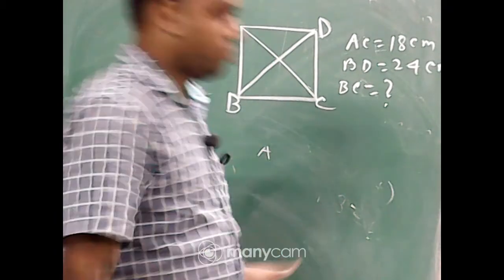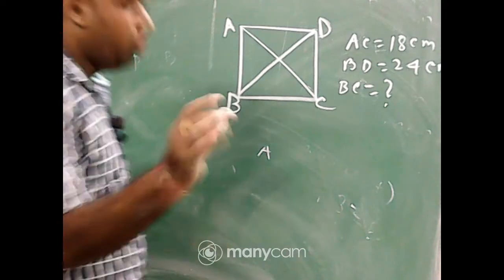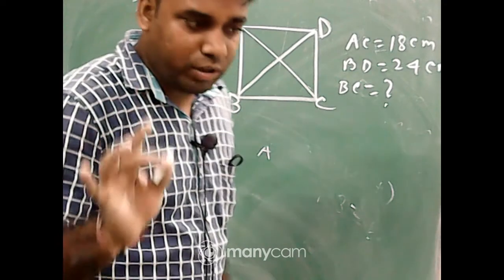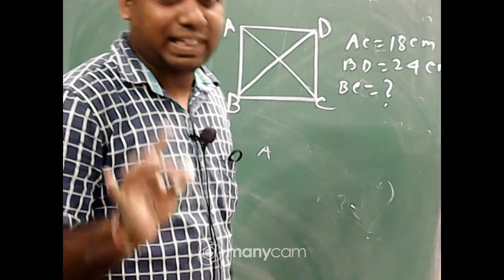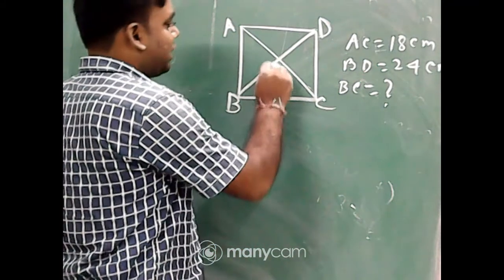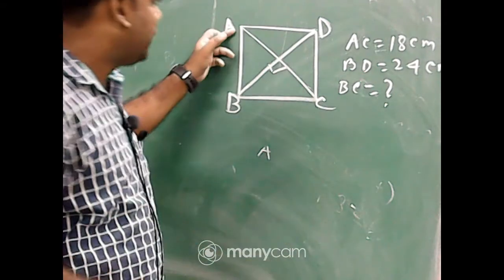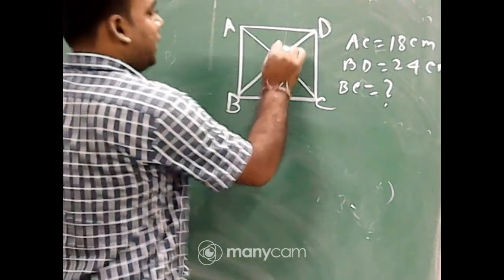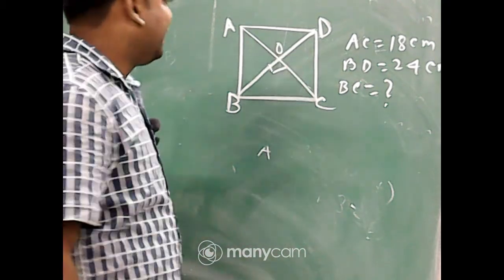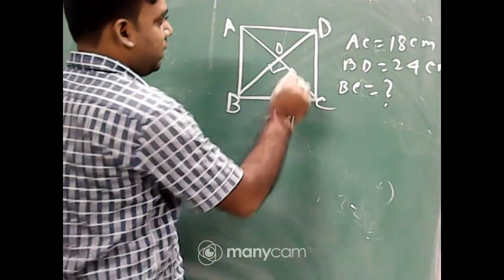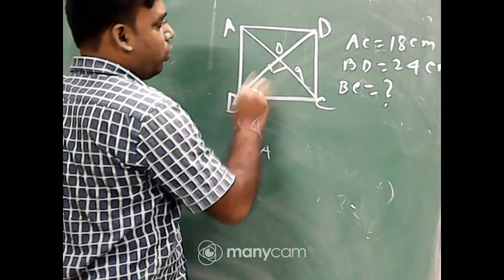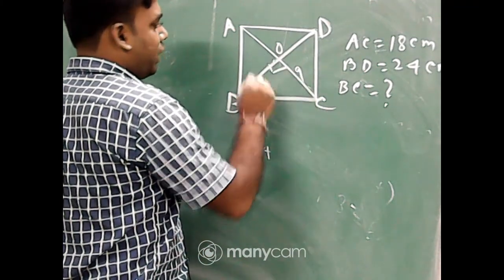Let's see. Okay, look at the board. We know that diagonals bisect each other at 90 degrees. Bisect means they will be divided equally. So AC is 18 centimeter, so OC is 9 centimeter and OB is 12 centimeter.